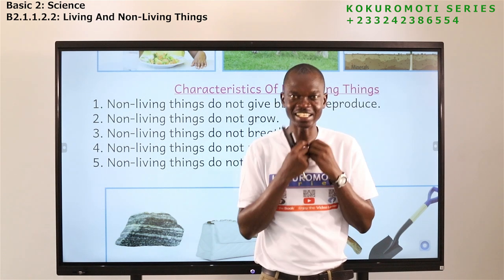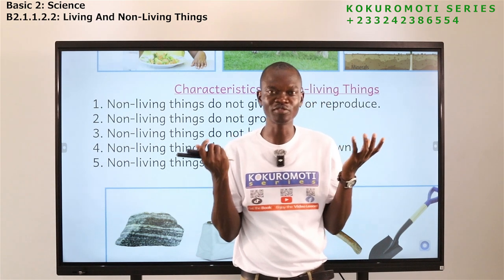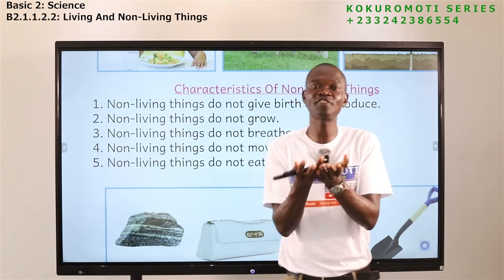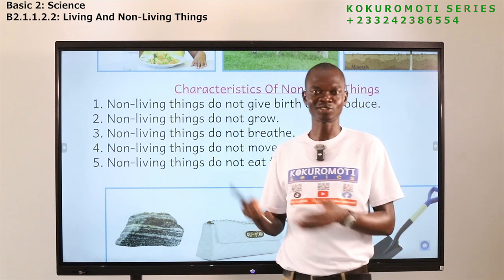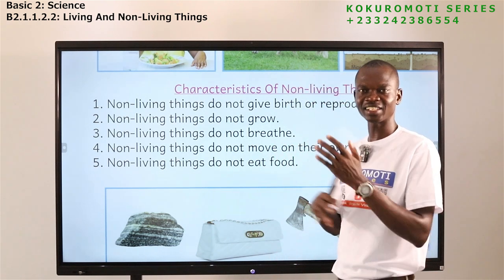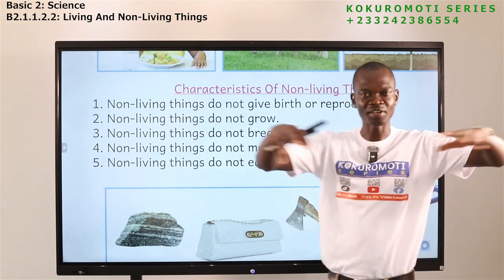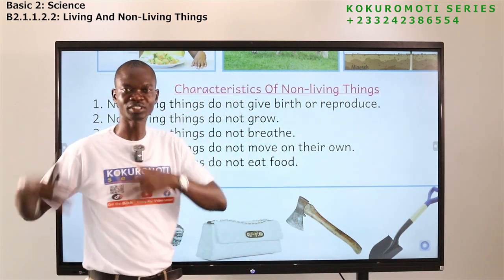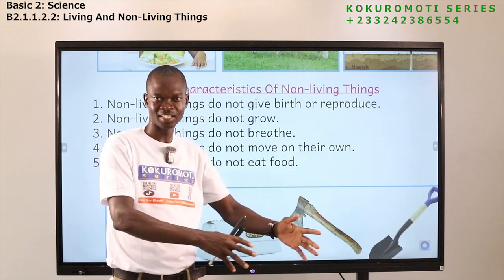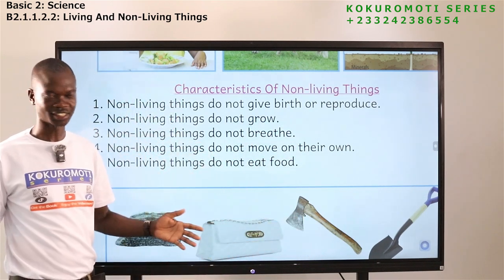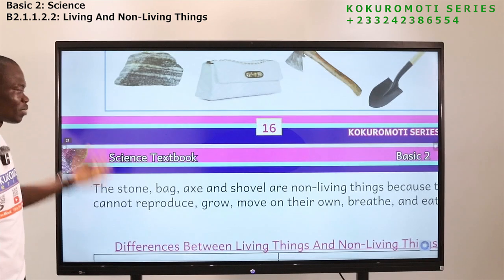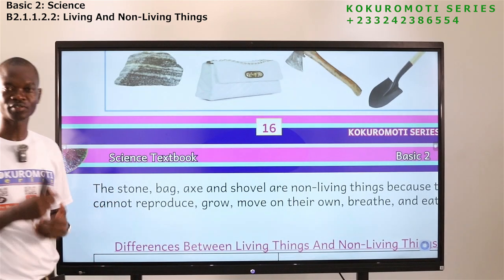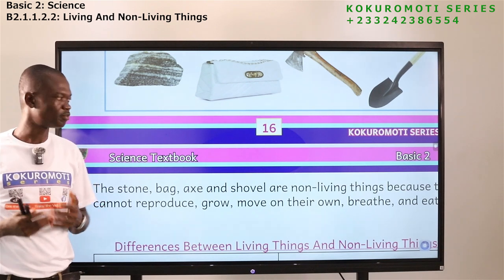Are you there? Can they eat? They can't. Can they move? No. Can they grow? No. Can they reproduce? Can they give babies? No. So that is what you should know. Living things and non-living things are the things that we can see in our environment. They come together to form the environment. The living things have characteristics that make them different from non-living things. So if I ask you to give me examples of living things, I believe you'll be able to tell me. If I ask you to give me examples of non-living things, I believe you'll be able to give me the examples.